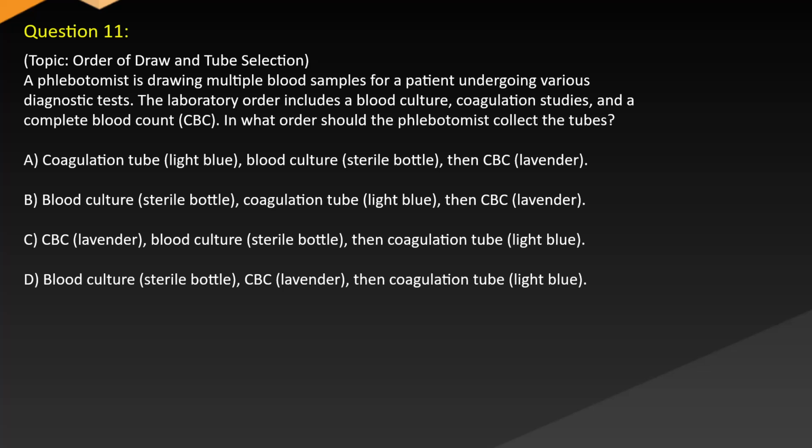Question 11. Topic: Order of draw and tube selection. A phlebotomist is drawing multiple blood samples for a patient undergoing various diagnostic tests. The laboratory order includes a blood culture, coagulation studies, and a complete blood count (CBC). In what order should the phlebotomist collect the tubes?